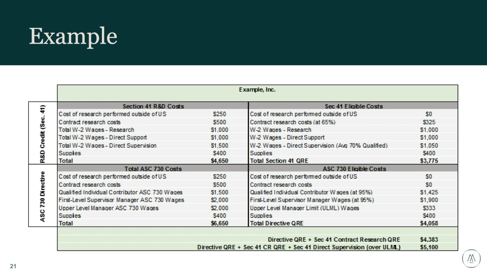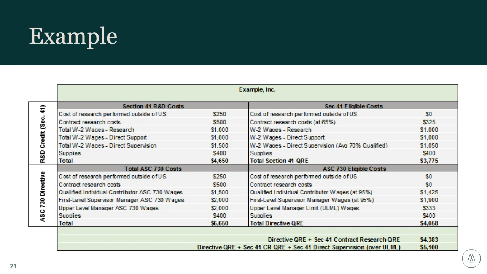Again, we're going to want to make the adjustment as far as backing anything out that is for research performed outside of the U.S. And as we've said before, for safe harbor purposes, we're not allowed to include anything that is related to any contract research costs. Those would go into one of the other buckets that we had described in Appendix B for purposes of inclusion in the credit, but just not for safe harbor protection. And as Star was mentioning, with respect to the qualified individual contributors and the first level supervisors, those would be included at 95% of their wages for those resulting amounts that are listed there.